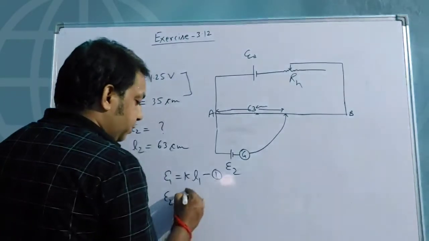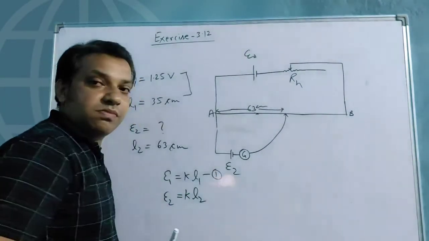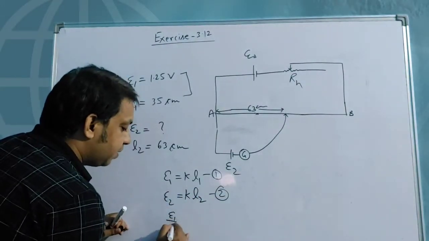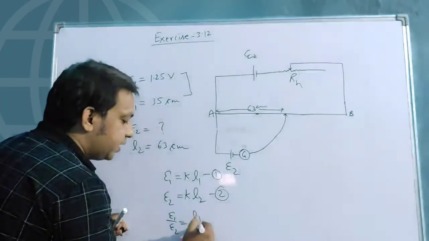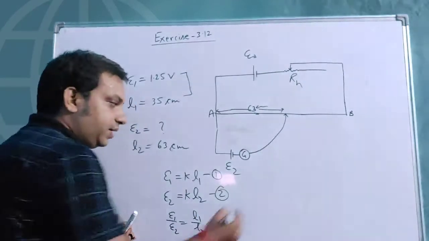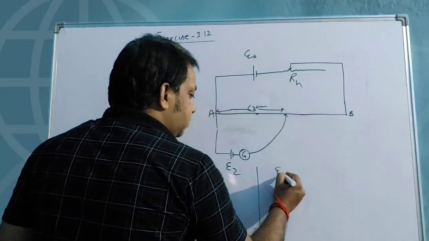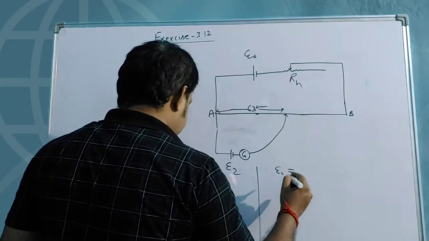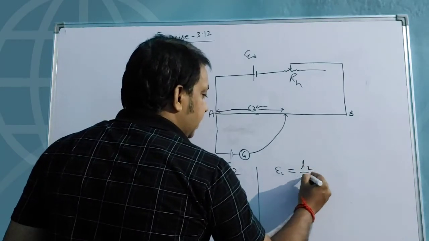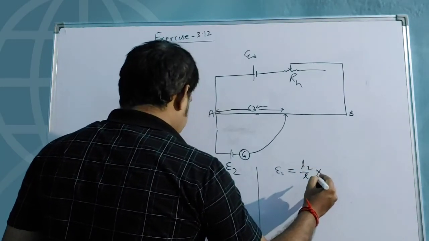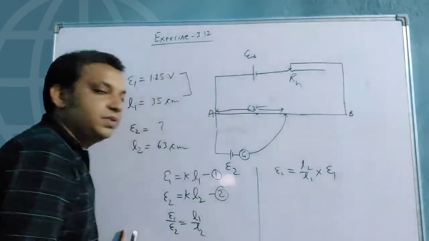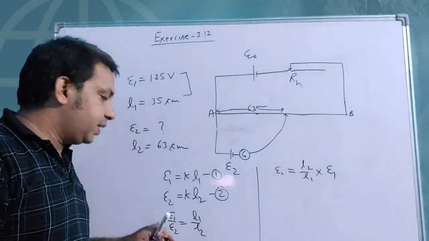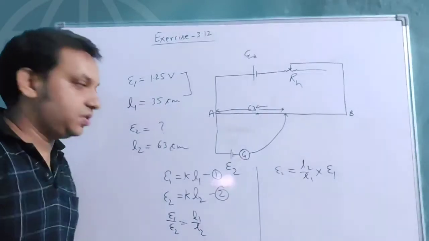That is why E2 is equal to K into L2. Just divide both the equations. Equation number 2. When you divide, you will get E1 upon E2, K gets cancelled out, equals L1 upon L2, right? Or E2 is equal to, by cross multiplication, L2 upon L1 multiplied by E1. So this is your E2.